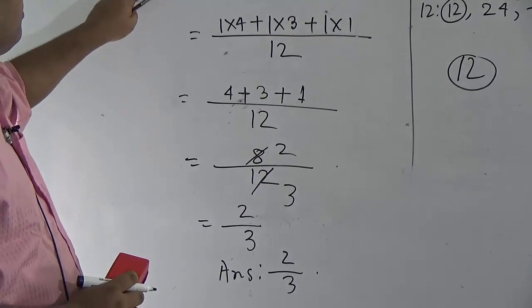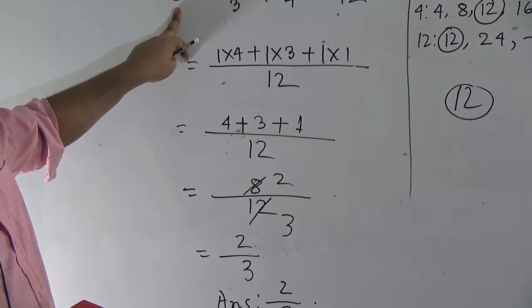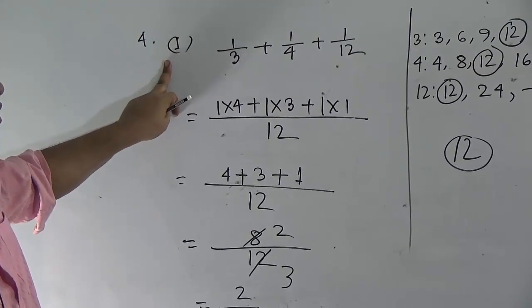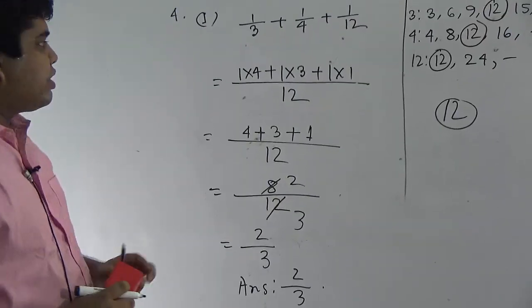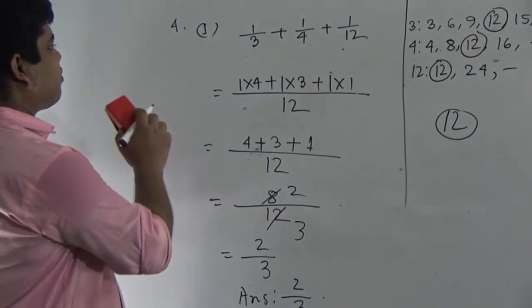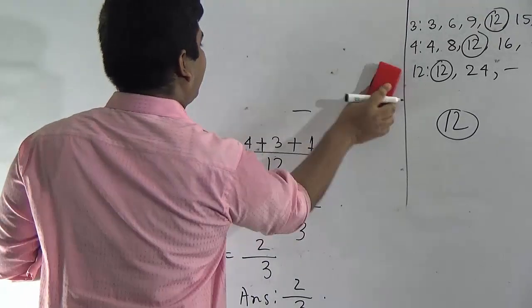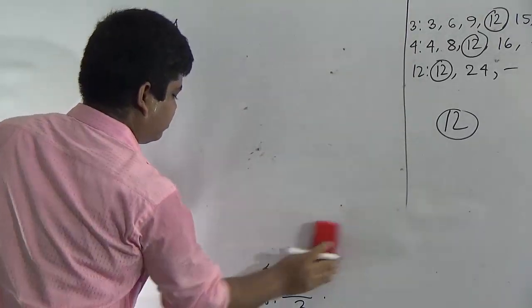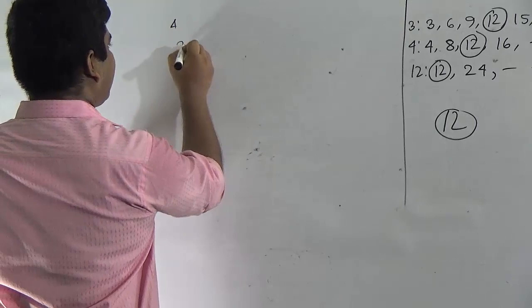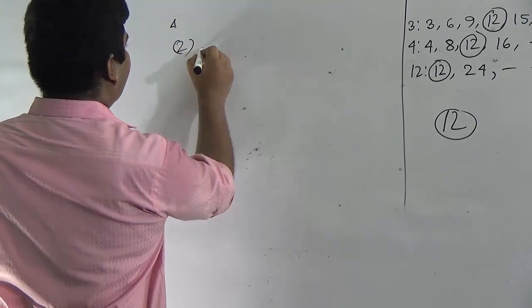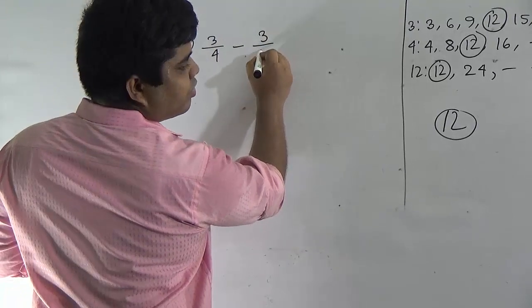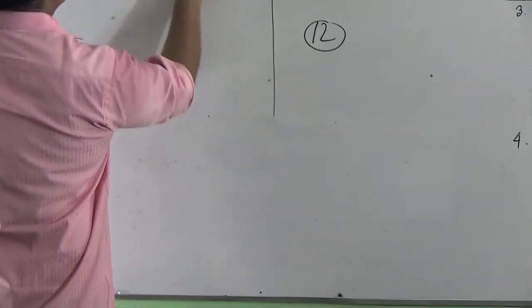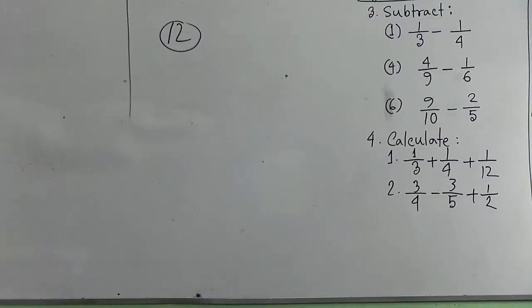Question number 4a, calculation. Okay. So number 1 is done. Next we shall solve question number 2. I erase question number 1. Question number 2 is 3 by 4 minus 3 by 5 plus 1 by 2.